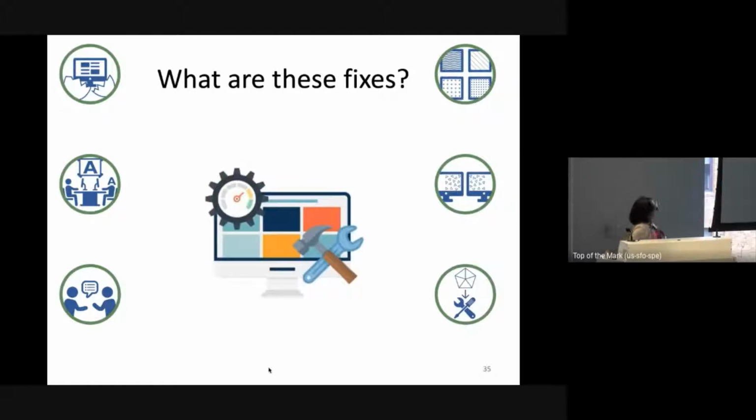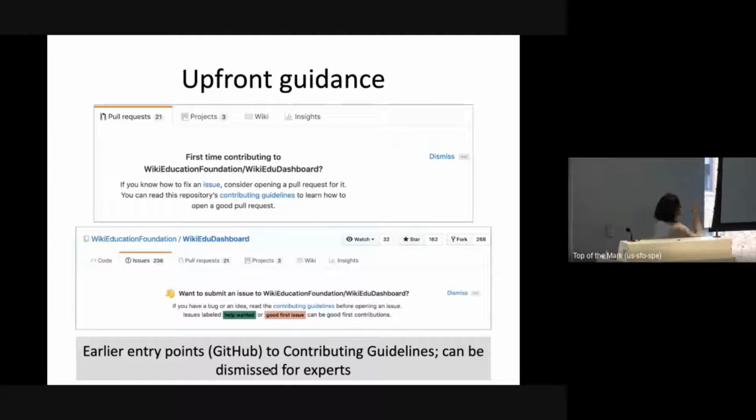So what were some of these fixes? You're all wondering now. Going back to the problem of the pull request policy coming too late, we had done the study actually in 2017. Since then, GitHub has had this awesome little box that gives you upfront guidance. Just a tiny box that says, hey, first time contributing, and this is from the Wiki Education Foundation dashboard.